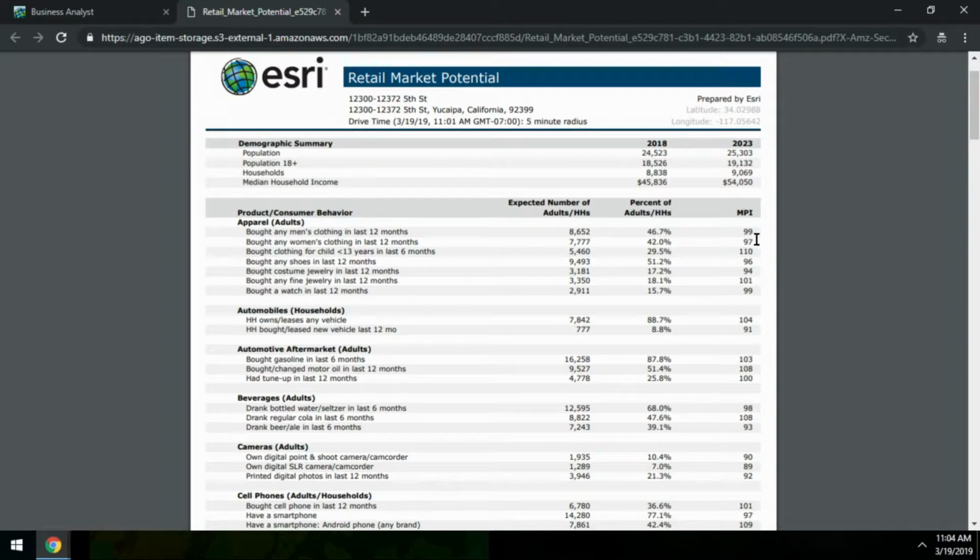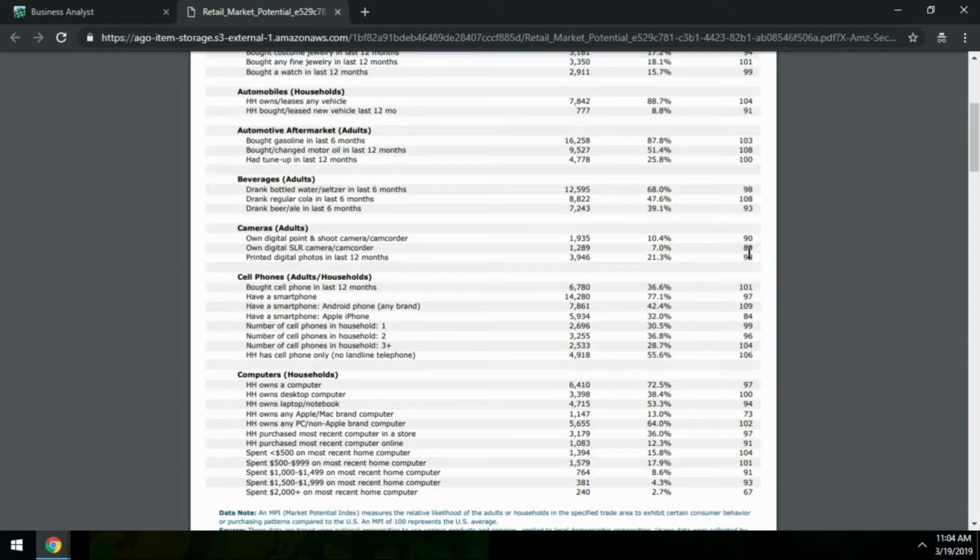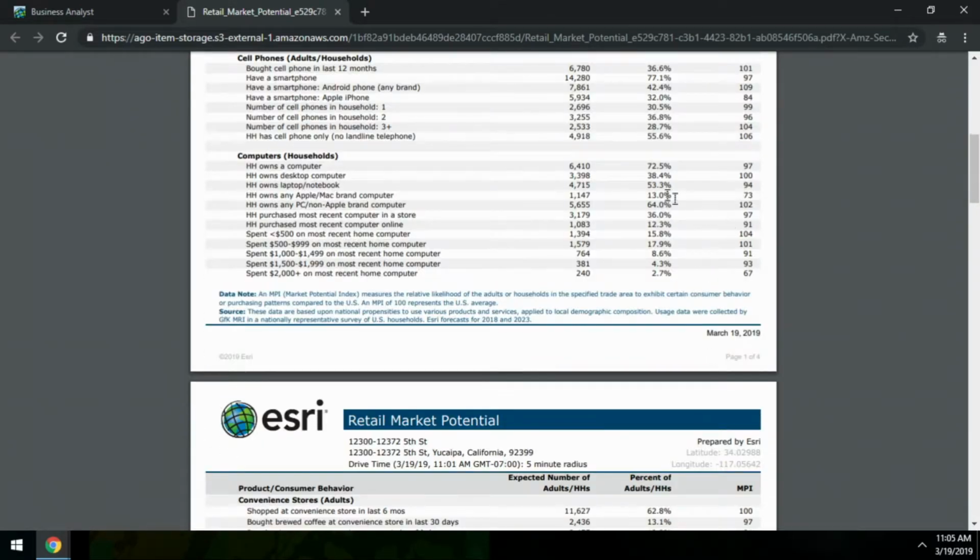But we can also see, if we scroll down a little bit further, that on households that own a PC or non-Apple branded computer, their market potential is 102, which means they're 2% more likely than the average American to have purchased that recently. So this is one of the ways we begin to understand the buying power of the people that live in that area.